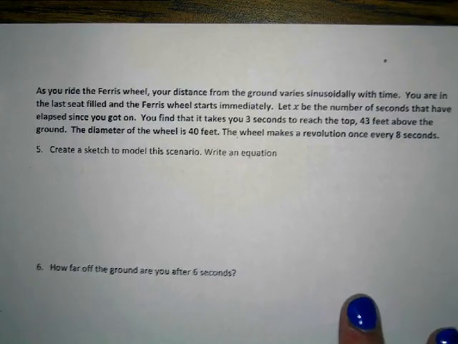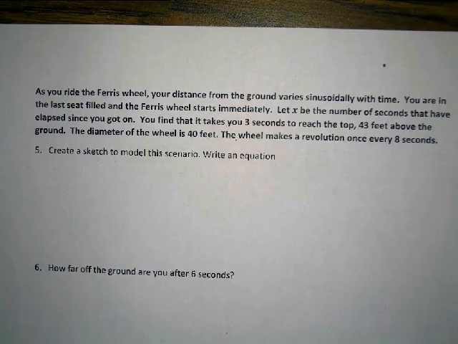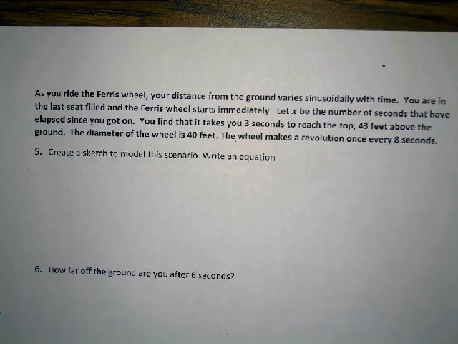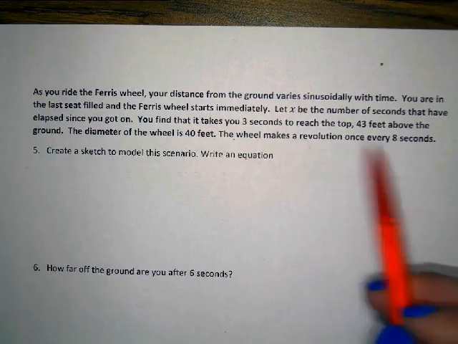So it says, as you ride the Ferris wheel, your distance from the ground varies sinusoidally with time. Same thing as before. You are in the last seat filled, and the Ferris wheel starts immediately. Same thing as before. Let x be the number of seconds that have elapsed since you got on. You find that it takes 3 seconds to reach the top, 43 feet above the ground. The diameter of the wheel is 40 feet. The wheel makes a revolution once every 8 seconds.